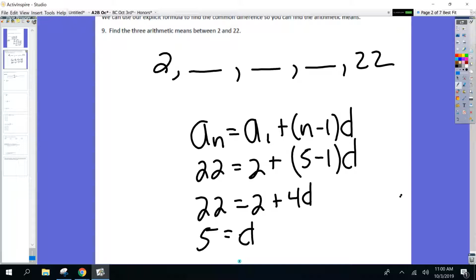What's my second term? Oh, and then what comes last? Oh, we must have done it right, because 22 is my last one. So what are my three arithmetic means I was looking for? 7, 12, 17. Okay, you just have to use the formula to find the D value.